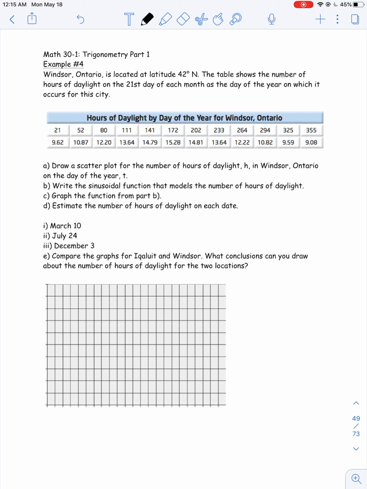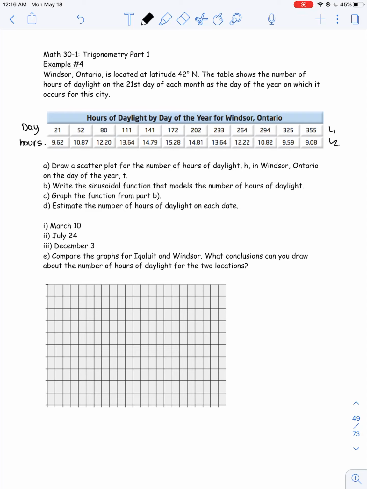Example number 4, Windsor, Ontario is located at a latitude of 42 degrees north. They're giving us a table where we have the hours of daylight by day of the year in Windsor. This is our day, and this is the hours of daylight. When we look at a chart, we know that the first row is our x value. We're going to label it as L1, and your y coordinates are going to be labeled as L2.